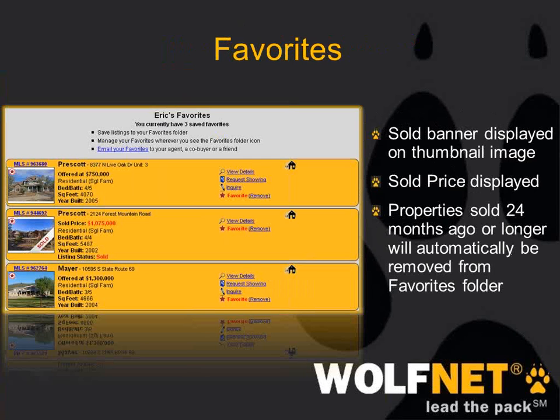As with the search results page, the favorites page will display the sold banner on the thumbnail image, and as with the results pages, the sold price is displayed here as well, along with the listing status. Listings sold 24 months ago or longer will automatically be removed from your favorites folder, as the data usually is only allowed to go back 24 months.